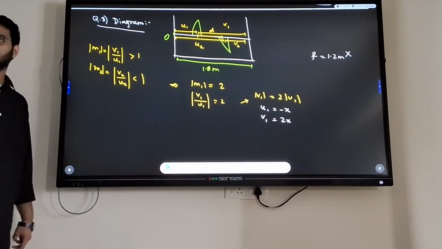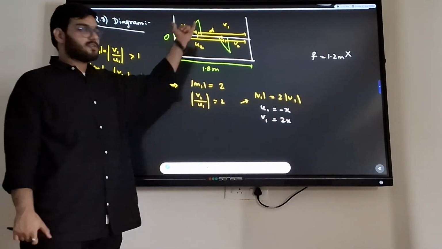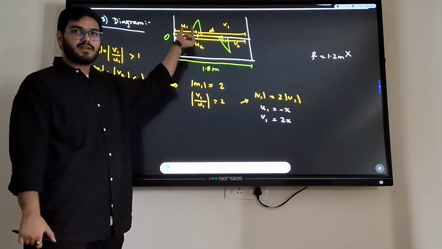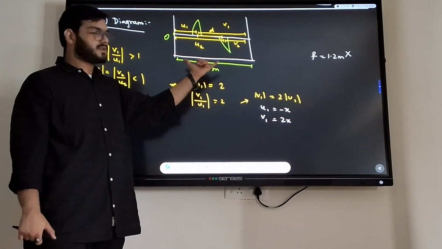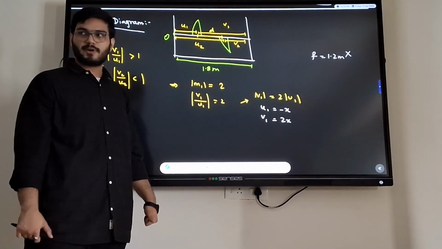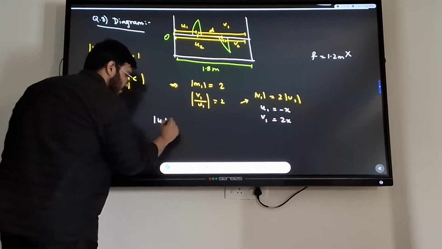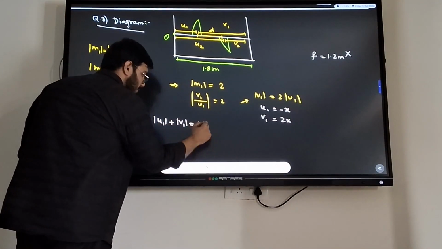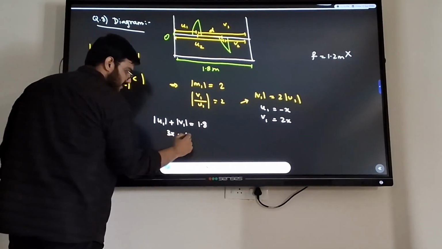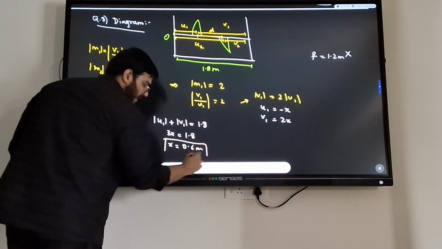But I want the distances. I found one equation like this. Can you say anything about this, this, and this? Look at here. What can you say? Mod of U1 plus mod of V1 is equal to 1.8. Does it look like that? Since I am taking the modulus, what should I get? x plus 2x, that is 3x equal to 1.8. Then what is x? 0.6. I found my x.